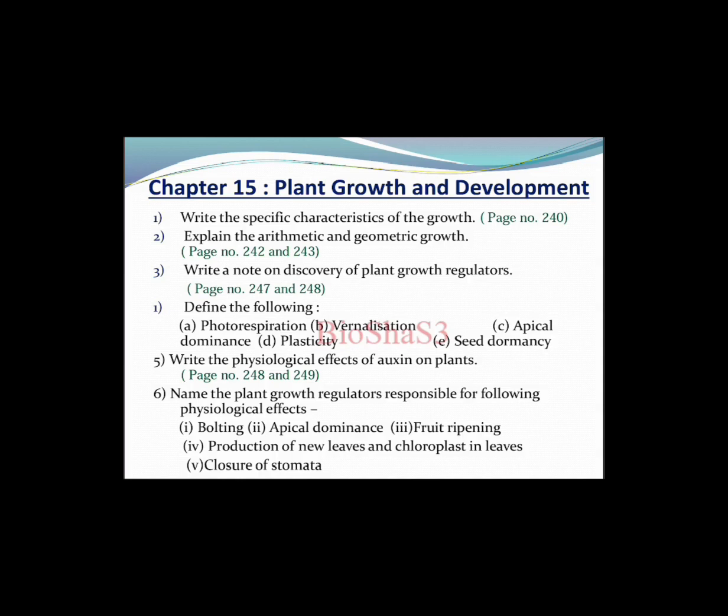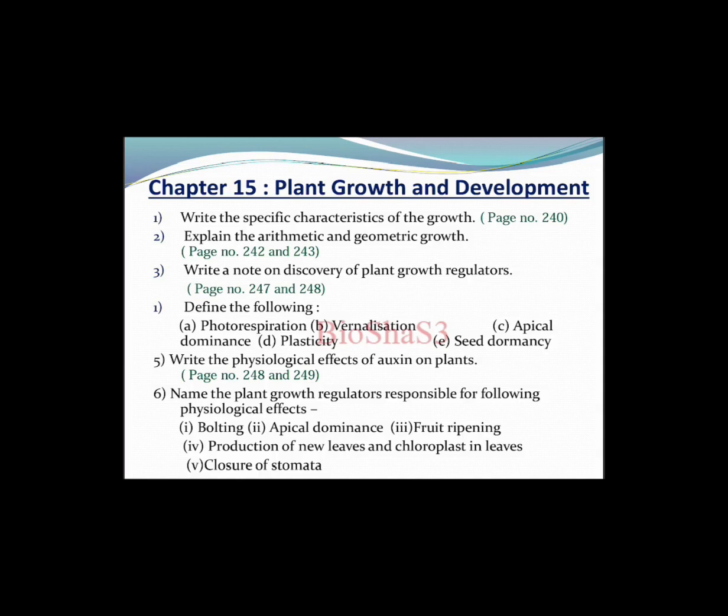Then write a note on the discovery of plant growth regulators. You have to write about how the plant growth regulators were discovered, as it is in your textbook. Then define the following. These are the important definitions: photorespiration, vernalization, apical dominance and plasticity. Either you can get this question as part B, part C or part D. In part B they can ask you 2 definitions, in part C 3 definitions and in part D 5 definitions. So you can expect questions like this.